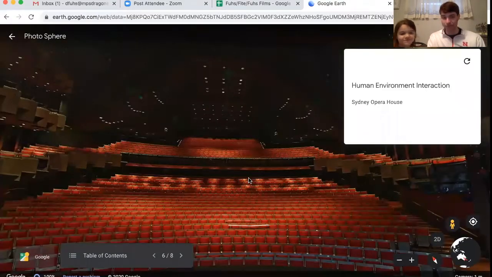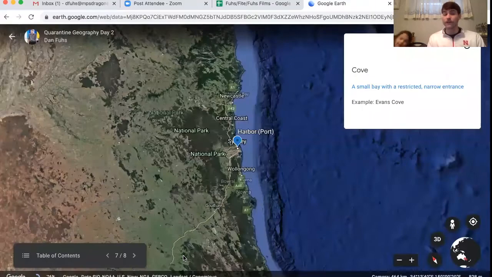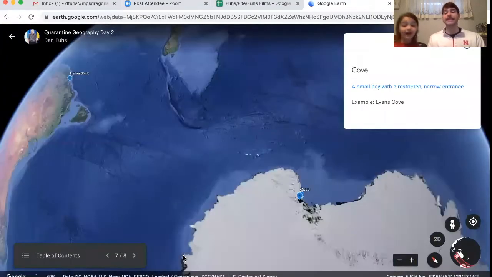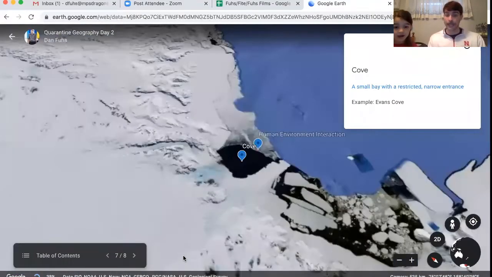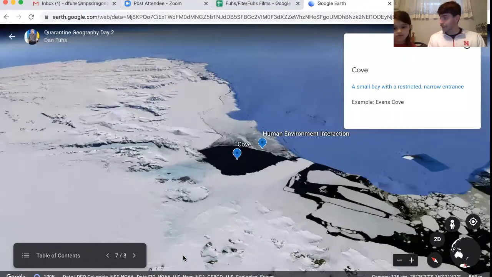Pretty cool. Okay, our final vocabulary term is a cove, and we're going to go even further away from the United States, down to Antarctica. If you want to be alone, go to Antarctica, because it's mostly just penguins that live there. Be a good place to be during quarantine.